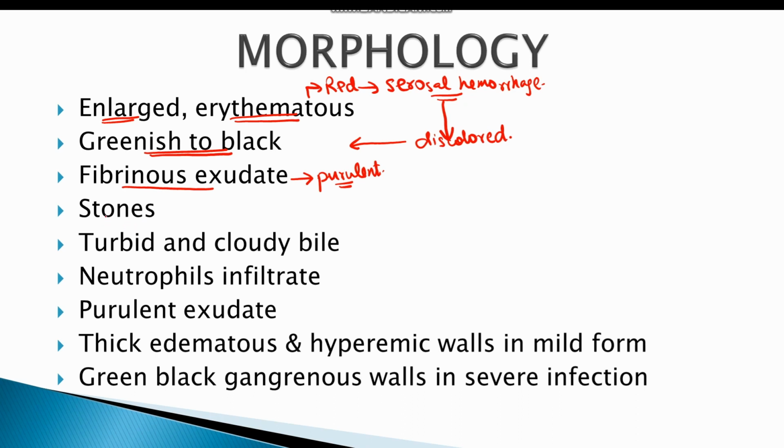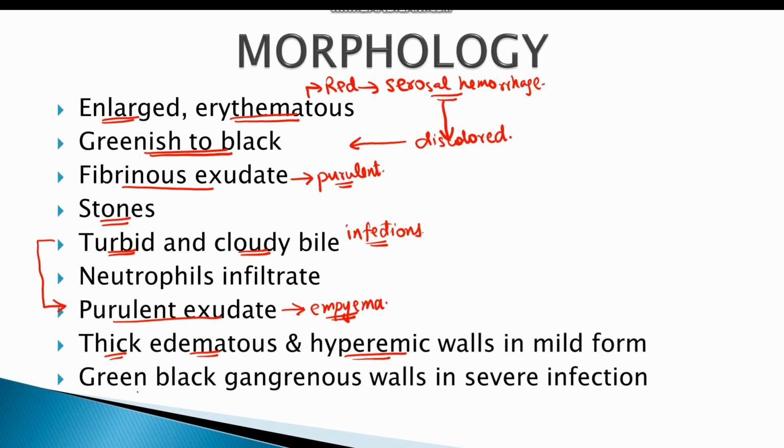The lumen of the infected gallbladder reveals stones and turbid, cloudy bile. This turbidity and cloudiness is due to presence of infections. Moreover, in very severe cases, there could be a purulent exudate which completely fills the gallbladder, and it is known as empyema. In the mild forms of acute cholecystitis, the gallbladder walls are thick, edematous, and hyperemic.